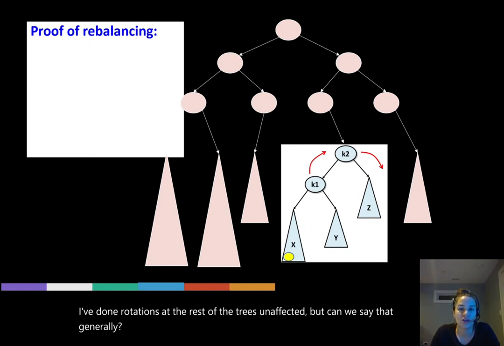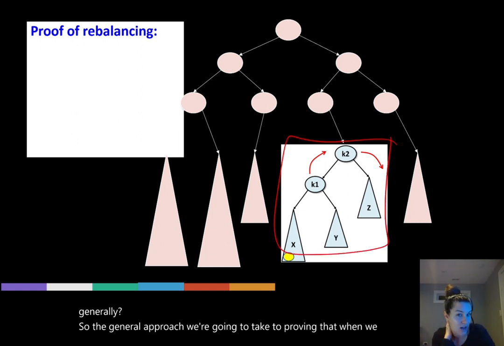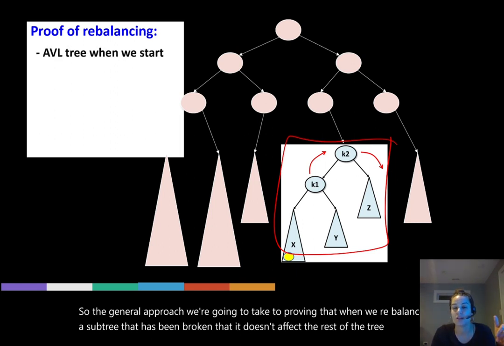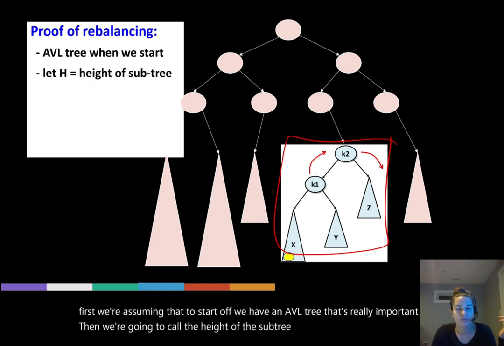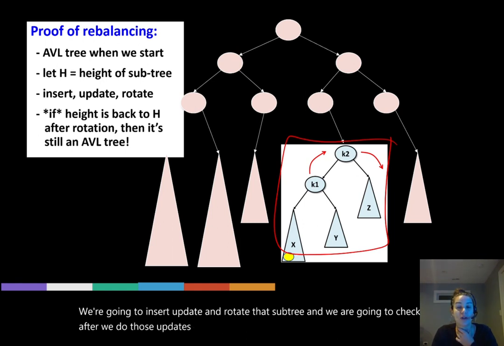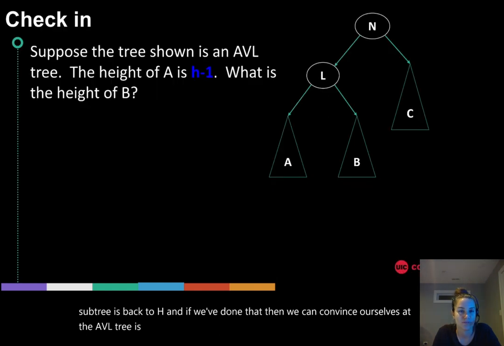So the general approach we're going to take to proving that when we rebalance a subtree that has been broken, it doesn't affect the rest of the tree, is that first we're assuming that to start off we have an AVL tree. That's really important. Then we're going to call the height of the subtree h, or any variable. We're going to insert, update, and rotate that subtree, and we are going to check after we do those updates that once we are done rotating, the height of the subtree is back to h. And if we've done that, then we can convince ourselves that the AVL tree is still an AVL tree.